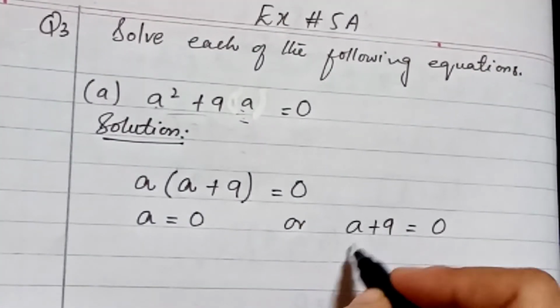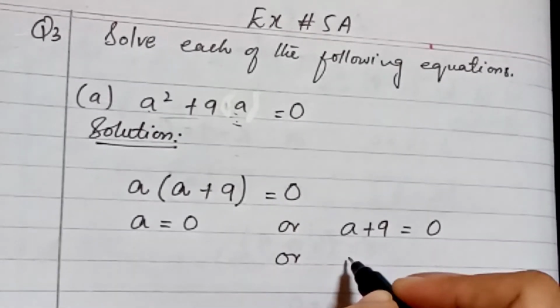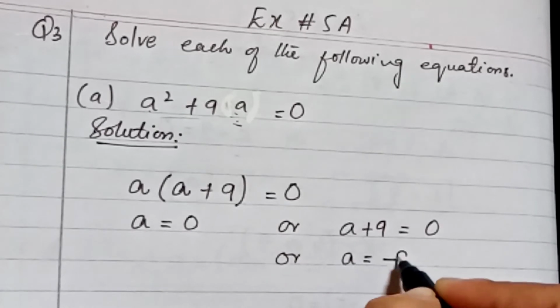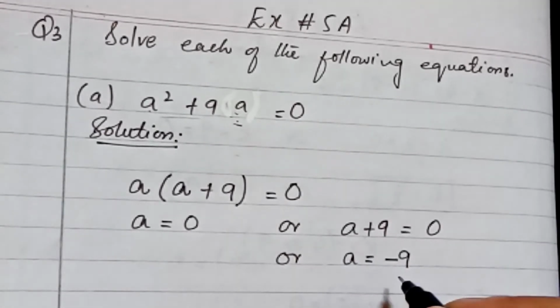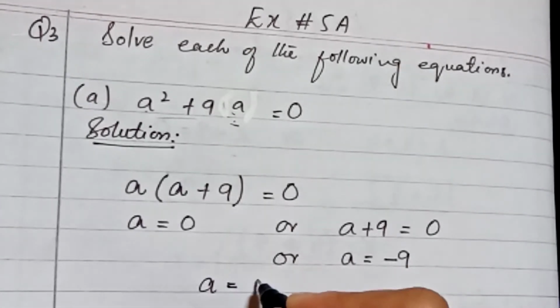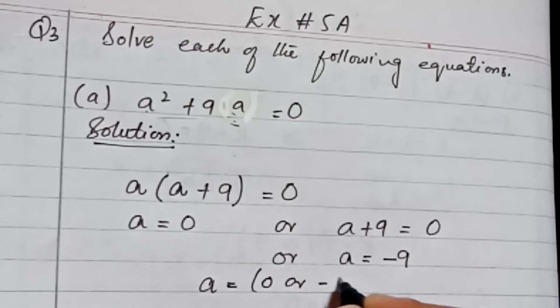For finding the other value, we are going to move this plus 9 to the other hand side. It will become minus 9. 0 minus 9 will equal minus 9. So we have two values for a here: a equals 0 or minus 9.